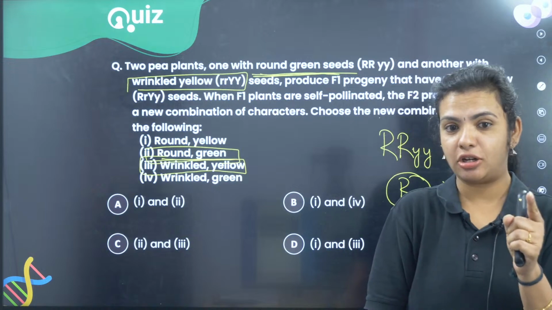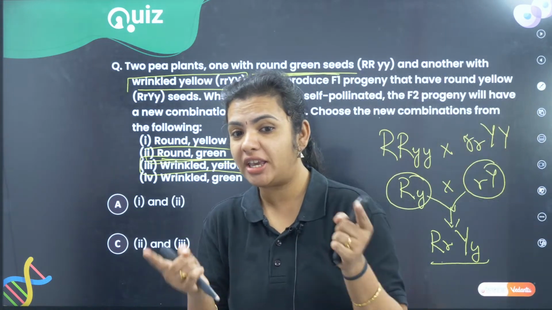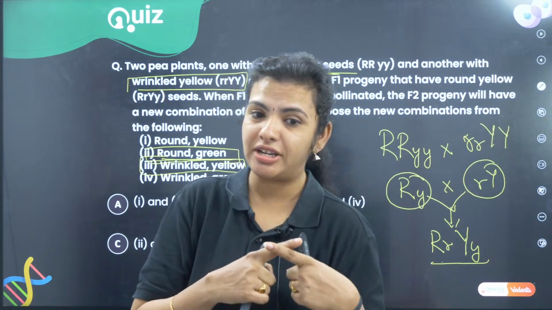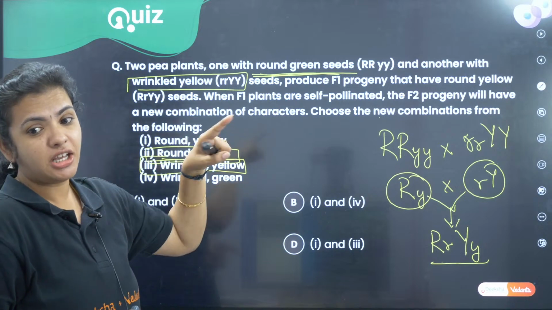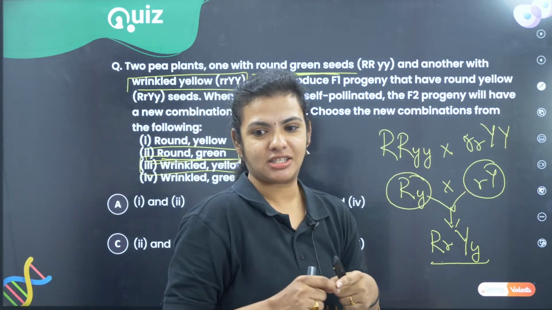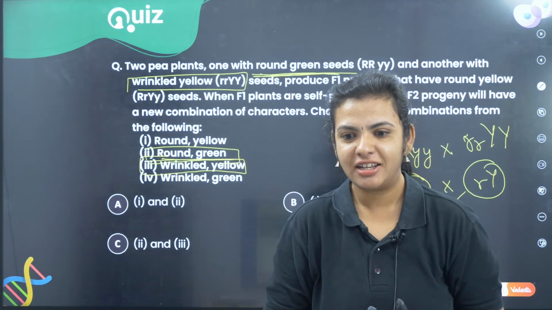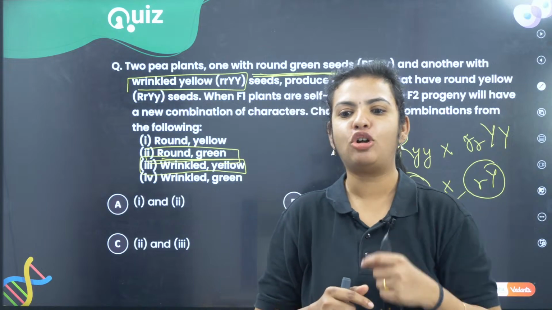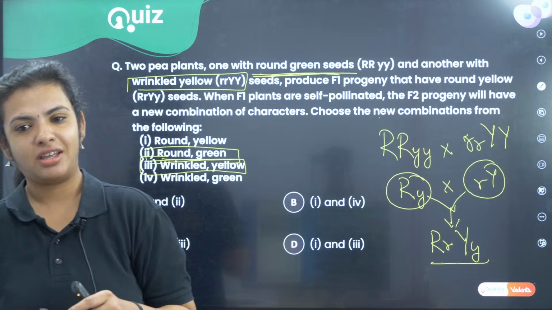Your dihybrid cross is round yellow, wrinkled green, children. Here they have twisted the question. It is round green, wrinkled yellow. Correct? Yes, Danush, only you have answered right. I agree with you. Yesterday you told me, Danish, that you are from Tamil Nadu, so I thought you are from Tamil Nadu.